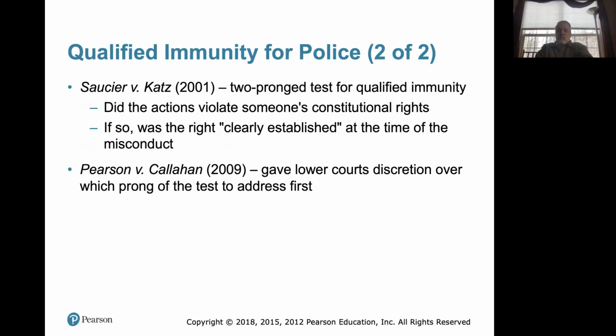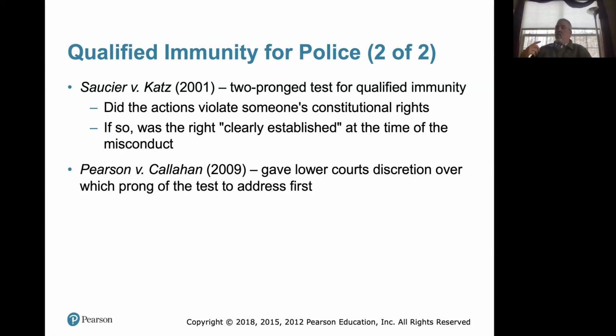In 2009, that rule changed slightly. It used to be that under Saucier versus Katz, you had to decide the first one first. Did the actions violate someone's constitutional rights? And then after you decided that, then you decided number two, which is, if so, was the right clearly established? Pearson v. Callahan came out and said it's actually within the discretion of the lower court that originally decides qualified immunity as to which prong of the test to address first.